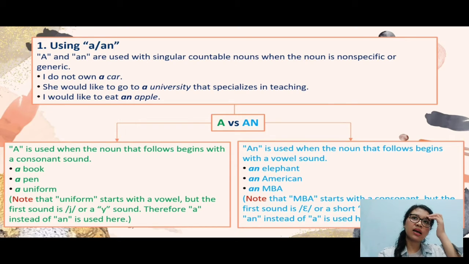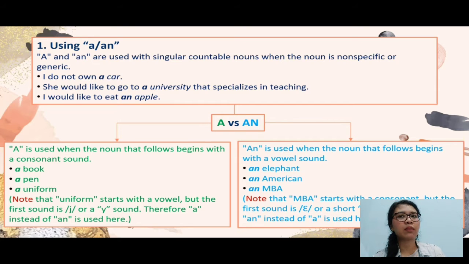And the next example, she would like to go to a university that specializes in teaching. You can notice a university. University is a singular countable noun. Although it begins with a vowel, the first sound of the word is U. Or in bahasa university like U, ya. Thus, a instead of an is used in this sentence. It is also generic or general. It could be any university with this specialization, not a specific one.